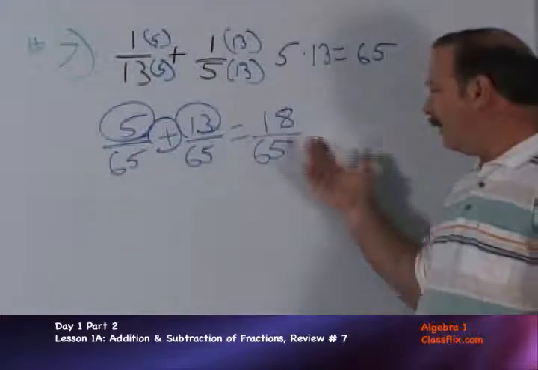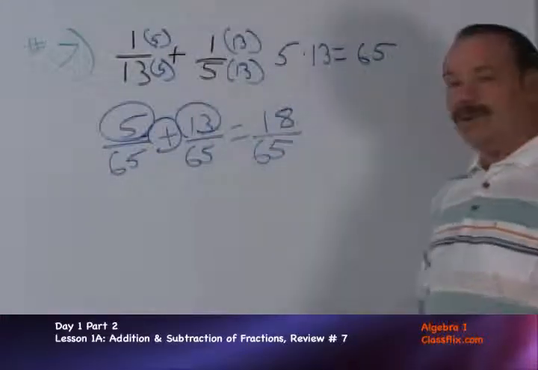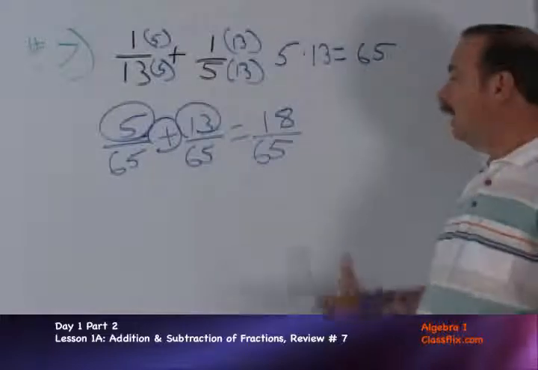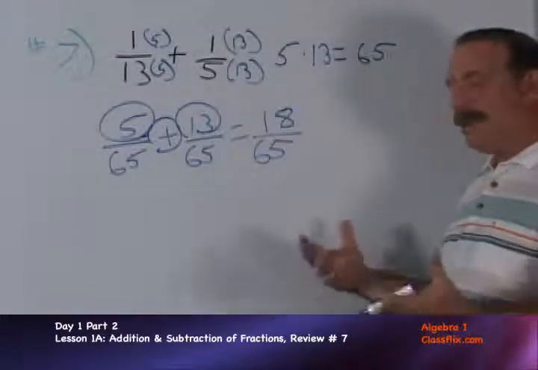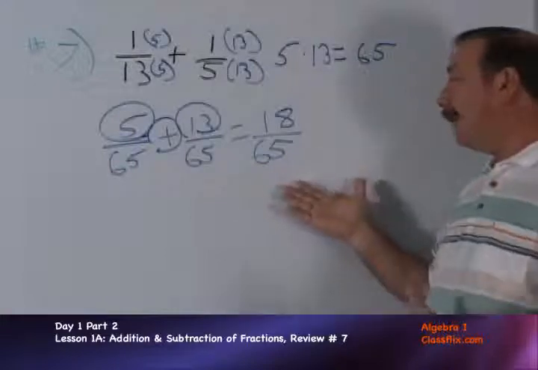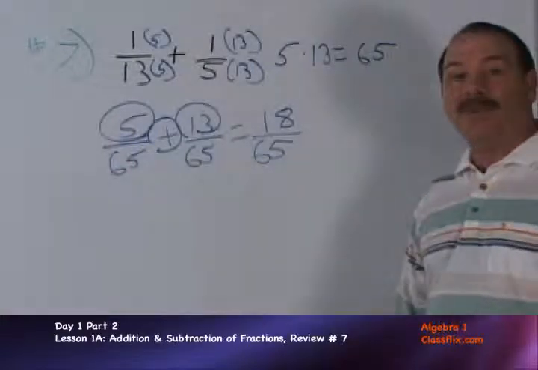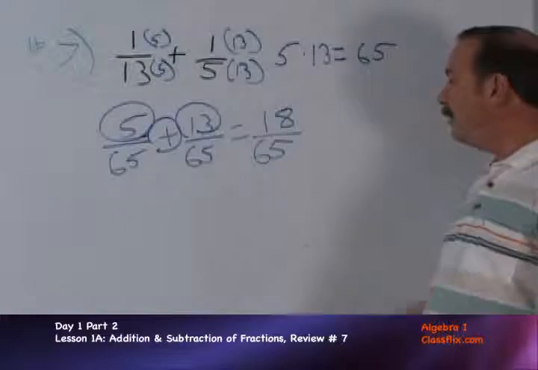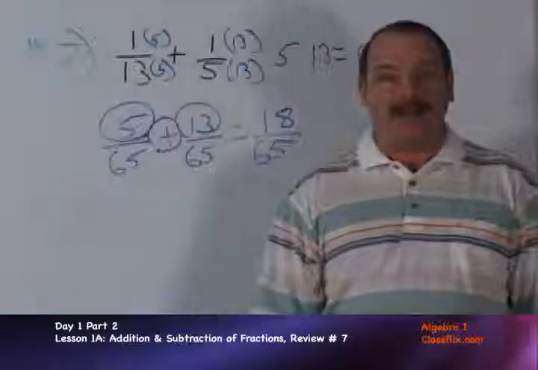Then 13, well obviously that's not going to work because 13 certainly can't go into 18 twice. So I've gone through all the prime numbers that could possibly have worked, and they don't. So this number is as simplified as it gets. Final answer, 18 over 65.